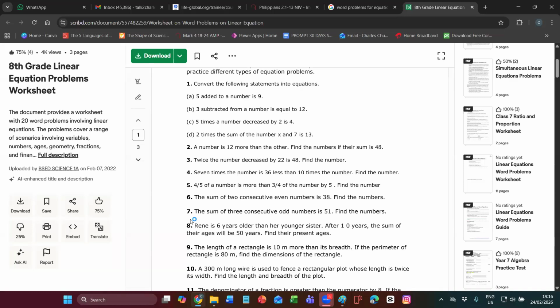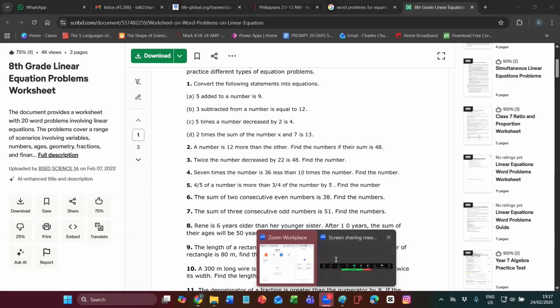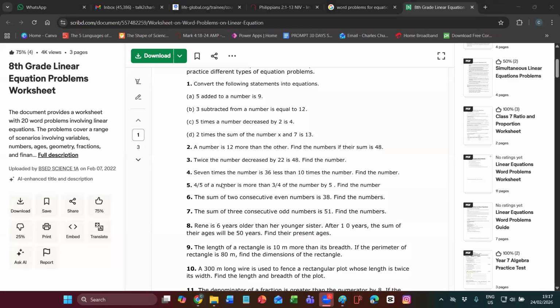The first few ones don't really look much like major questions, but we'll start with those as a warm up, and then we'll go to the ones that are really the main thing. Okay, so take a look at that first one that says, convert the following statements into equations.